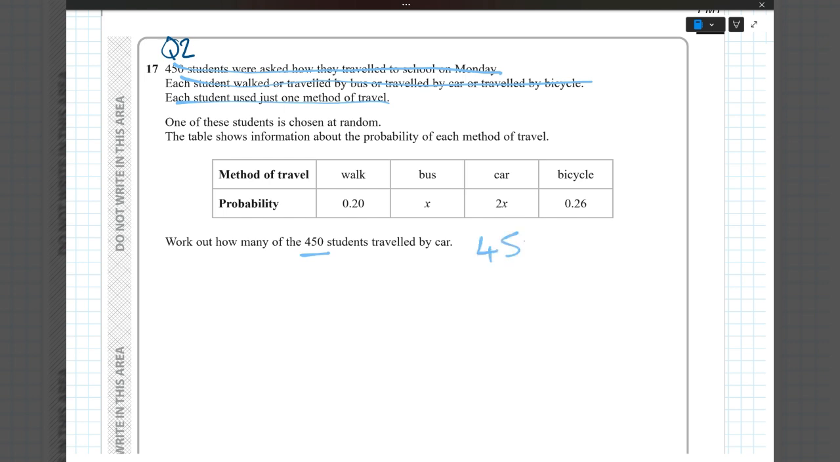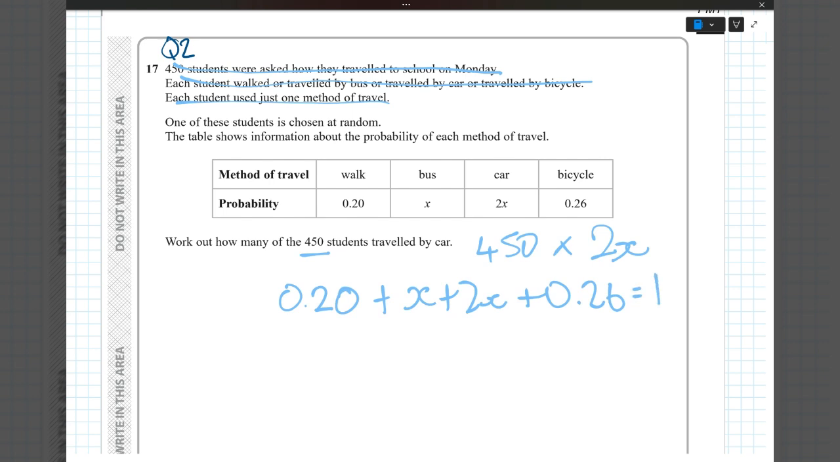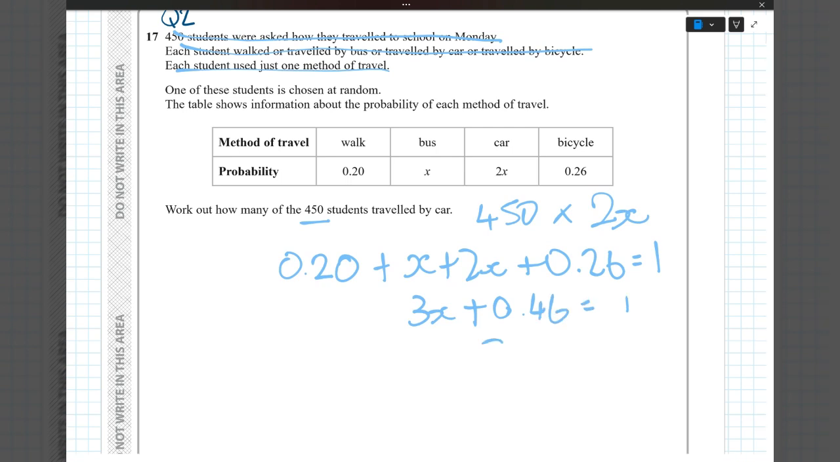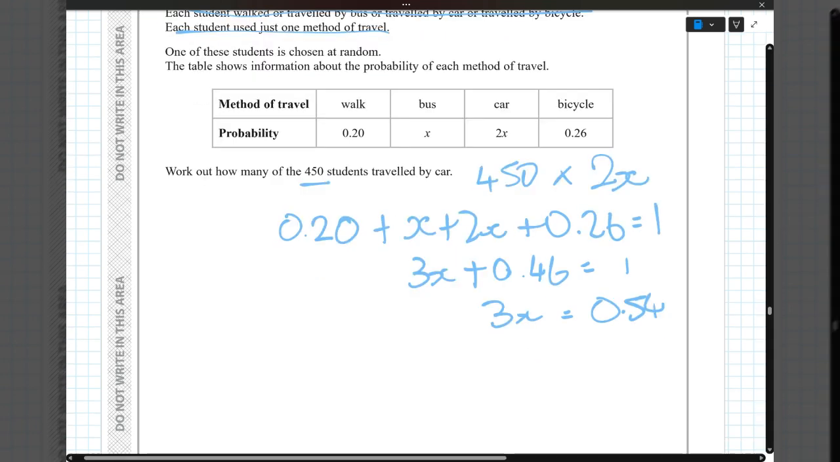So we need to do 450 times the probability that they went by car, which is 2x. So we've got to figure out what that 2x is. All of these probabilities will add up to a very specific number. They will add up to 1. Okay, so we've got an equation to solve. That gives me 3x plus 0.46 is equal to 1. So 3x is equal to 0.54, and treble 18 on the dartboard is 54, so x is equal to 0.18.